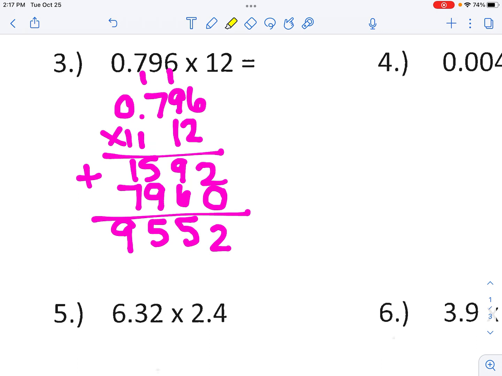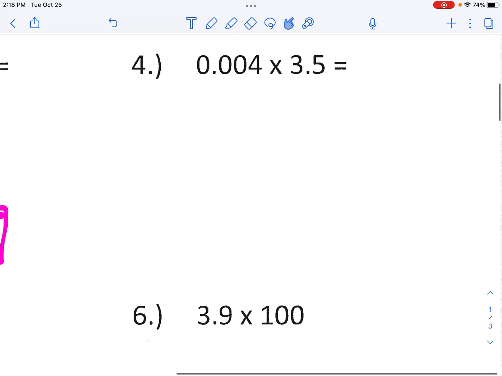Now, we had a 7 behind the decimal, a 9 behind the decimal, and a 6 behind the decimal. We had 3 digits behind the decimal. So we must have 3 digits behind the decimal in our answer. So this answer is 9.552. Remember, you can pause or rewind this video at any time.